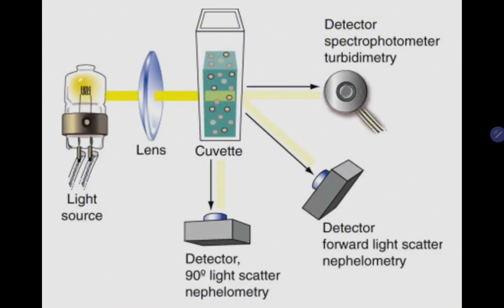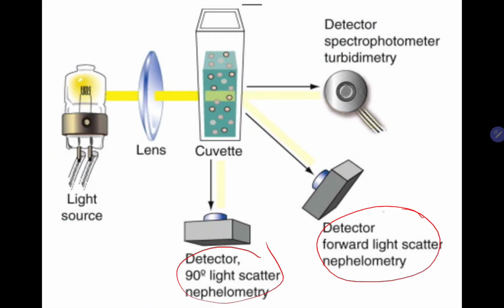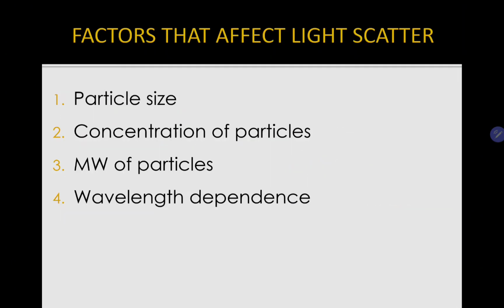For the diagram, you can clearly see that nephelometry is at a right angle. The measurement of light is not in a straight line. Whereas for turbidimetry, the measurement of light is in a straight line. So guys, can you use both of them at the same time? Yes. You really just need a special attachment for this to work. You have different factors that affect the light scattered: the particle size, concentration of particles, the molecular weight of the particles, and the wavelength dependence.